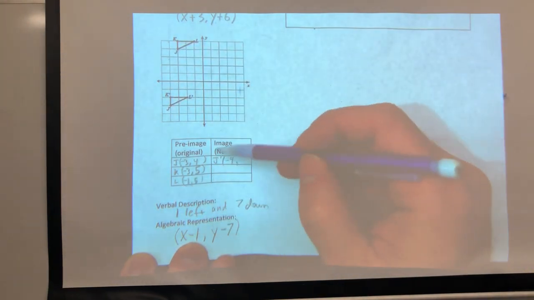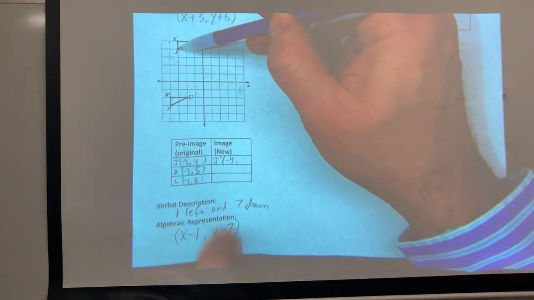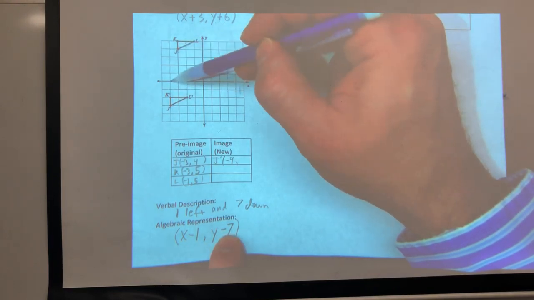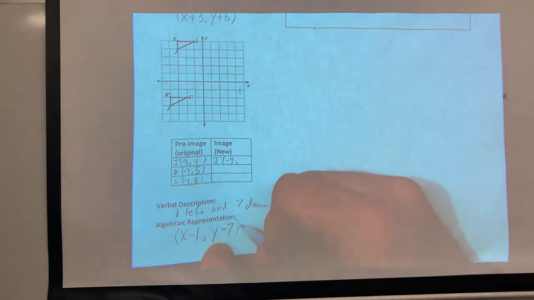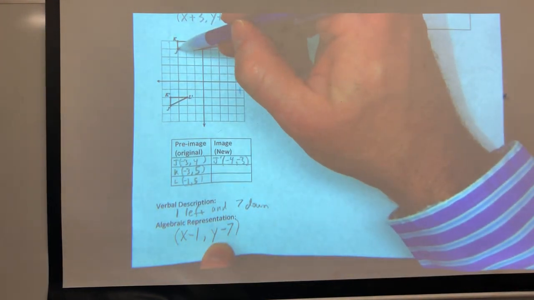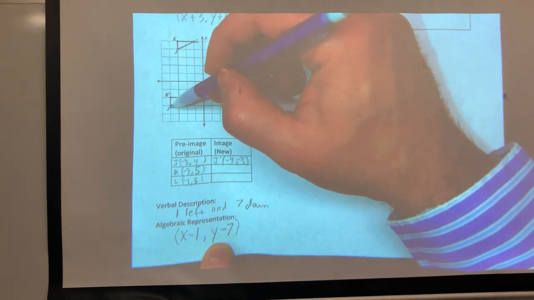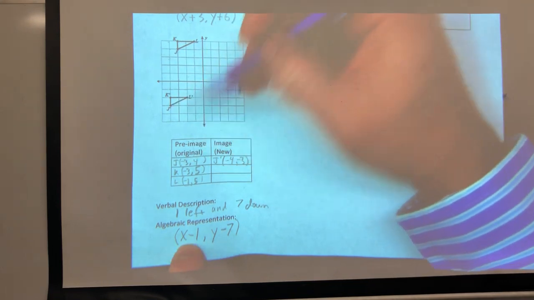And then J was at 4. If we do 4 minus 7, that would be negative 3. And we can see that J is at negative 3. So you could count the spaces, right? It's going to go 1 left and 1, 2, 3, 4, 5, 6, 7 down. Or you could subtract from these numbers or add to these numbers to find the new coordinate.